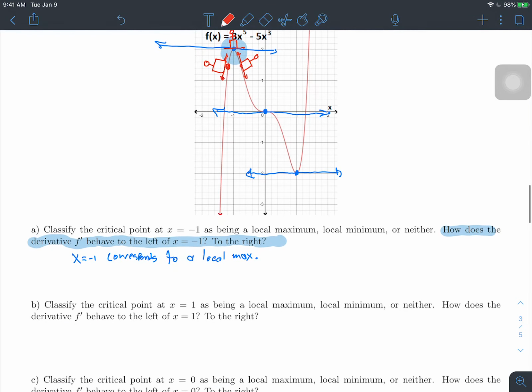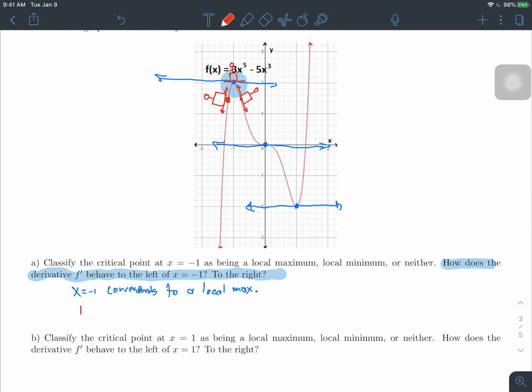So let's actually answer the question. To the left of x equals -1, we have f prime greater than 0, and to the right we have f prime less than 0.